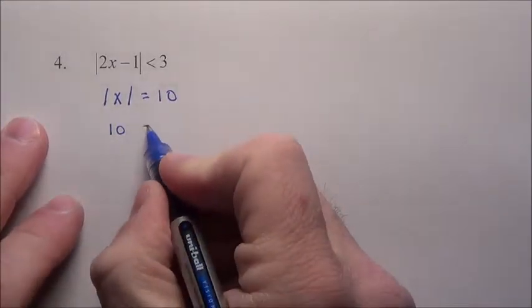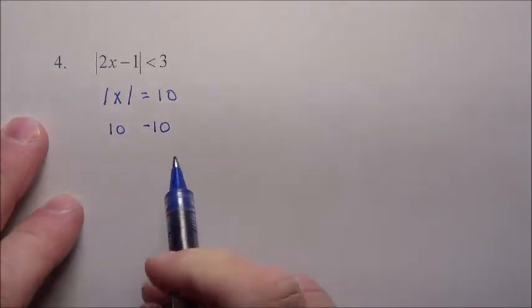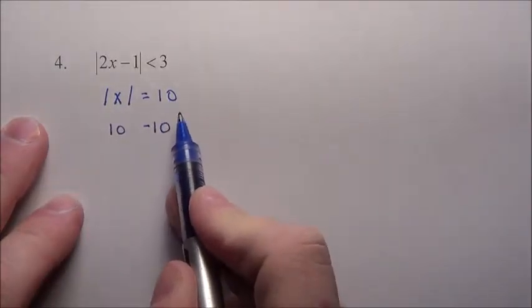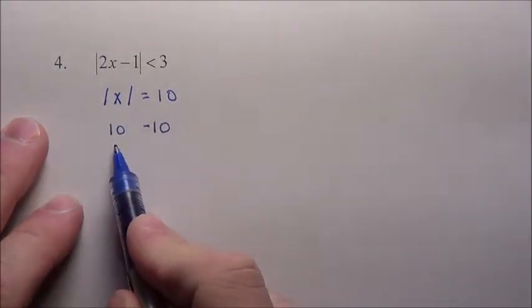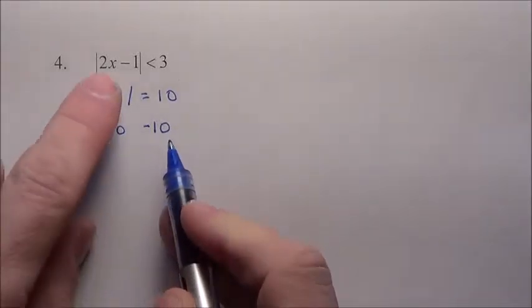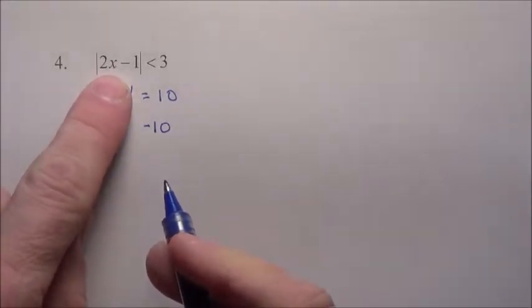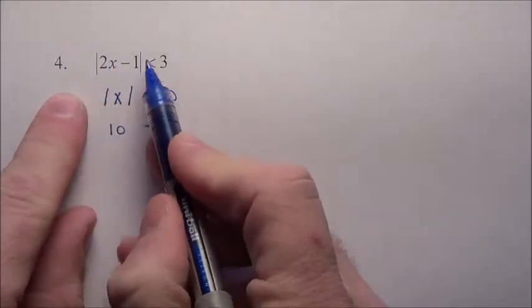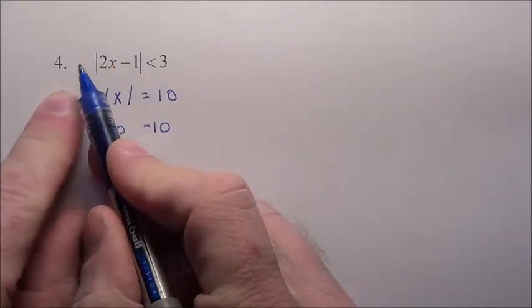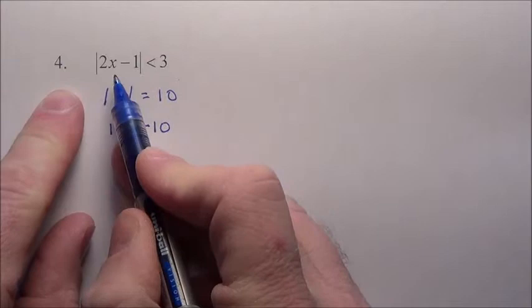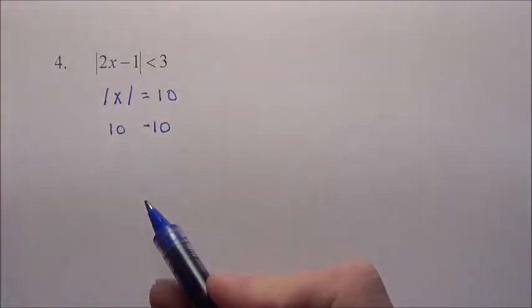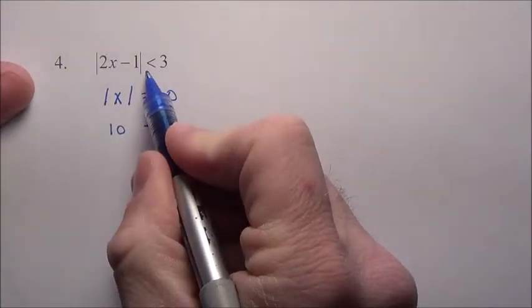But don't forget, there's two pieces. There's the negative 10 piece. The absolute value of negative 10 is equal to 10. So you're going to have the positive piece and the negative piece you have to consider. And you're going to have to do the same in this problem. You've got to consider the positive 2x minus 1 piece and the negative 2x minus 1 piece, the opposite of 2x minus 1.